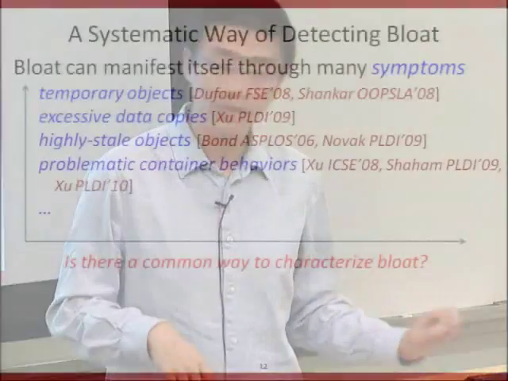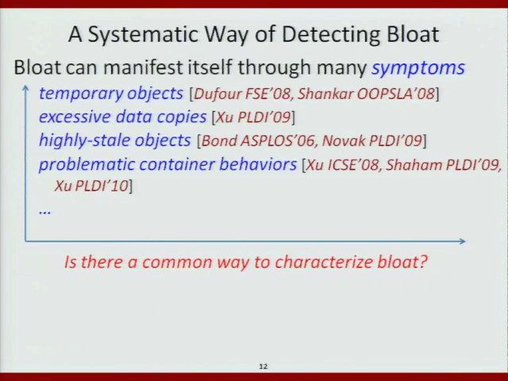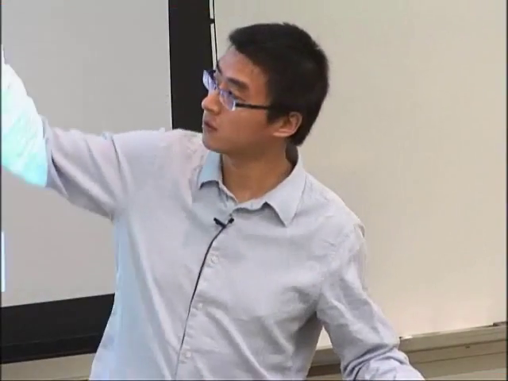However, in any tuning task, it will probably be impossible for the developer to try all those different techniques, look at all those different symptoms to identify a performance problem. So that basically doesn't make sense. An immediate question to ask here is, is there a common way? Or in other words, a more systematic way, beyond all these different symptoms and techniques, that can characterize different kinds of bloat, even though they could exhibit different symptoms.